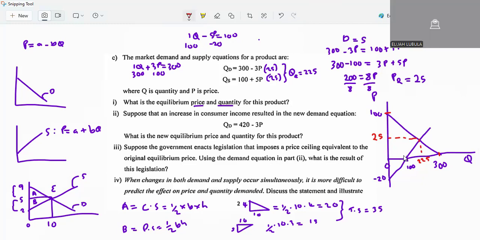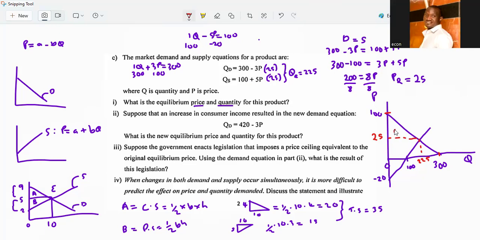It's clear. Thank you. So which one of the two is a consumer surplus and which one is a producer surplus?